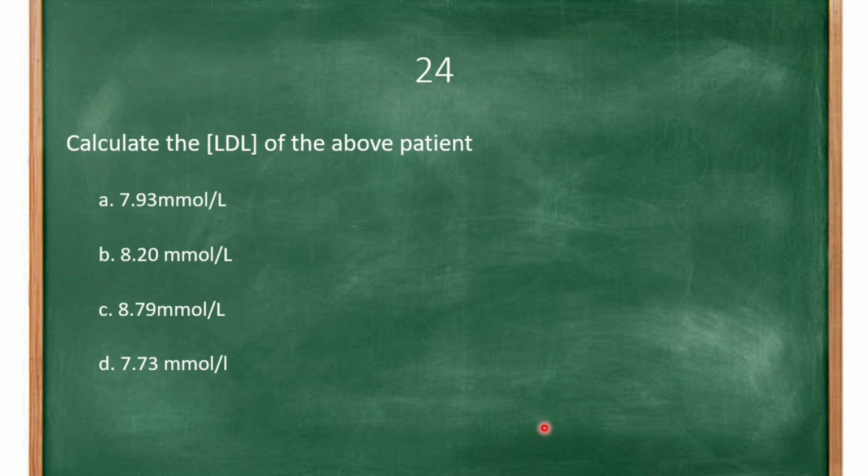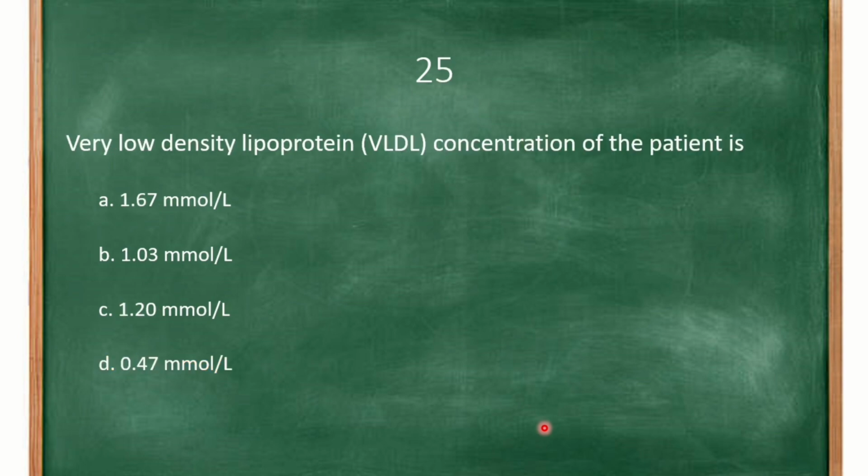Then question 24, calculate the LDL. To get that, it is total cholesterol minus the HDL minus the VLDL, and to get VLDL it is the triglycerides divided by 2.2. When you do that calculation, you're supposed to get option D, 7.73. Then the last question: the very low density lipoprotein concentration of the patient is the triglycerides divided by 2.2. If you do that, you're supposed to get 0.47.